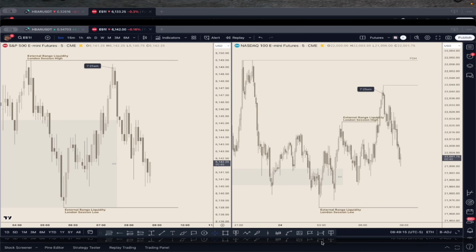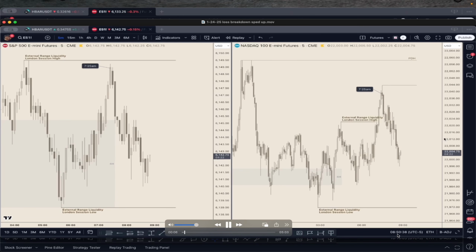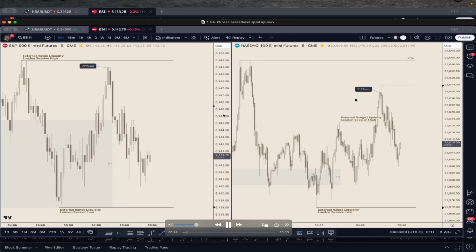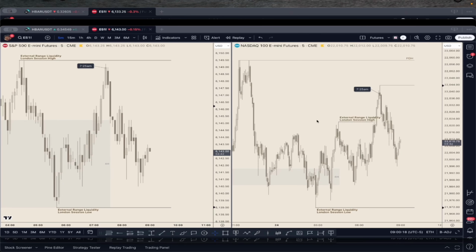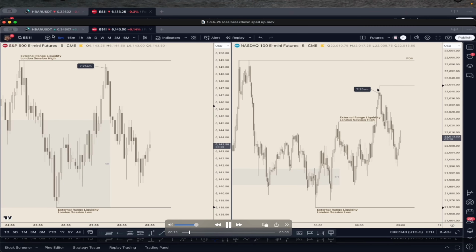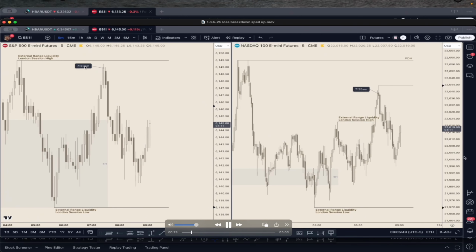so it's 8:50 right now. Looking at the clock here in the video, you can see where I put this little timestamp for 7:25 a.m. Basically I put this here so I could see what price looked like at that time on each chart, right? So you can see how 7:25 a.m. took out my London session on NASDAQ, but 7:25 on S&P did not.